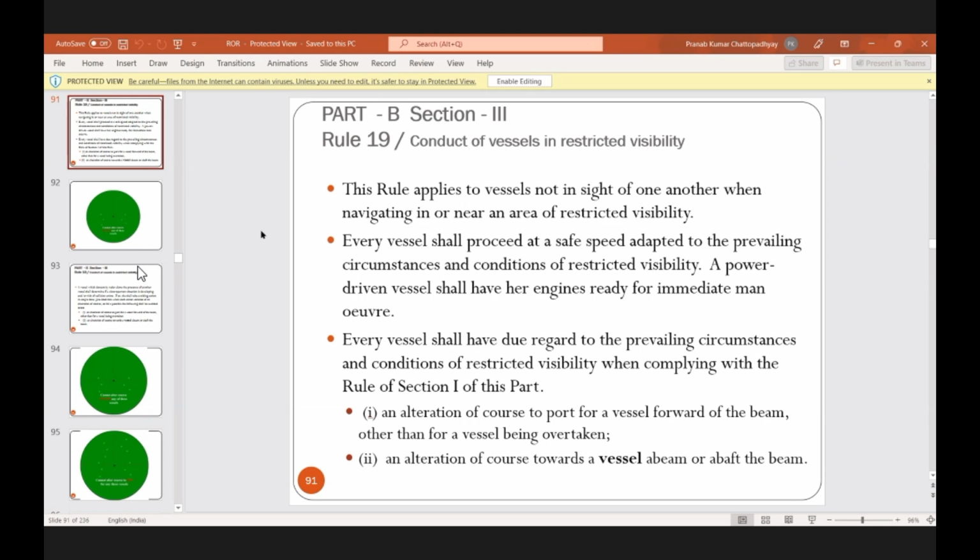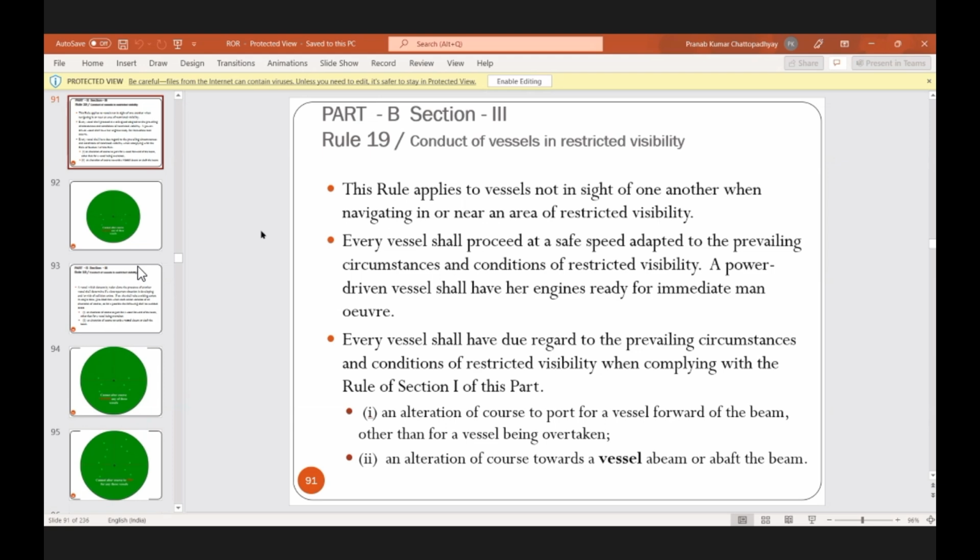Suppose in restricted visibility, if you have overtaken a vessel, can you alter course to port after overtaking, if the circumstances so admit? Yes, sir. We can alter to provide that vessel more sea room and keep clear. Yes. That is why the circumstances of the case admit. If your situation so permits, you can do that, only in the case of a vessel which you have overtaken. Otherwise, you should avoid altering course to port for a vessel forward of the beam.